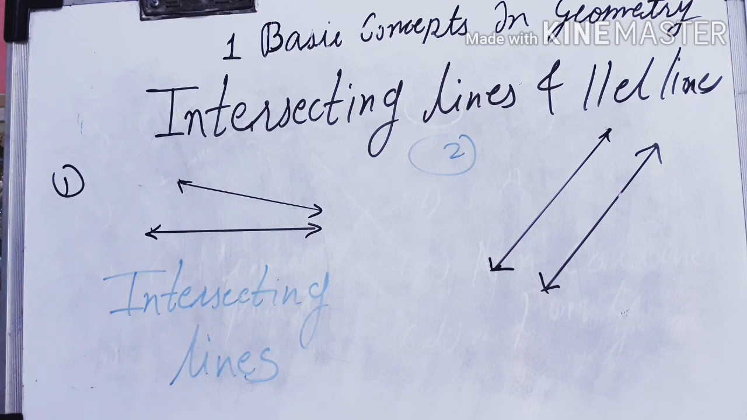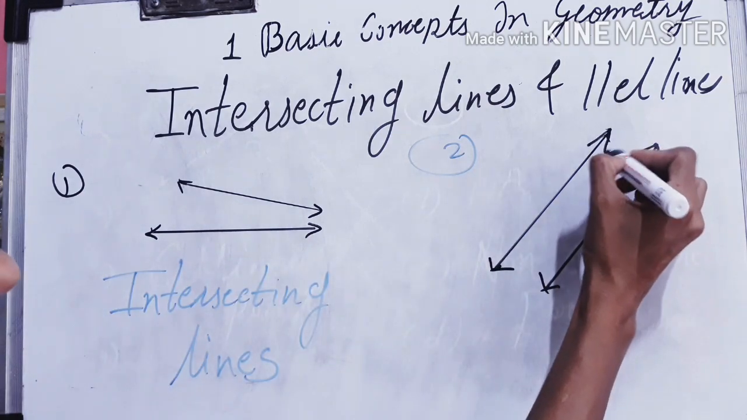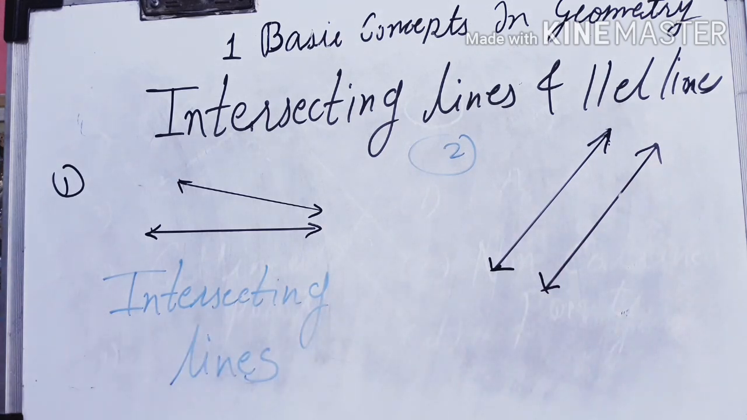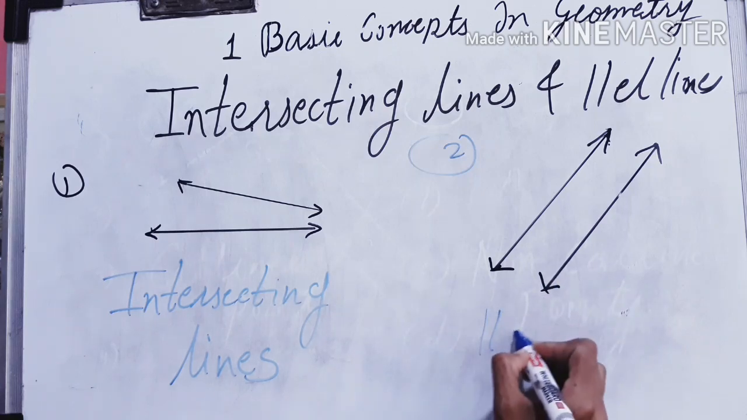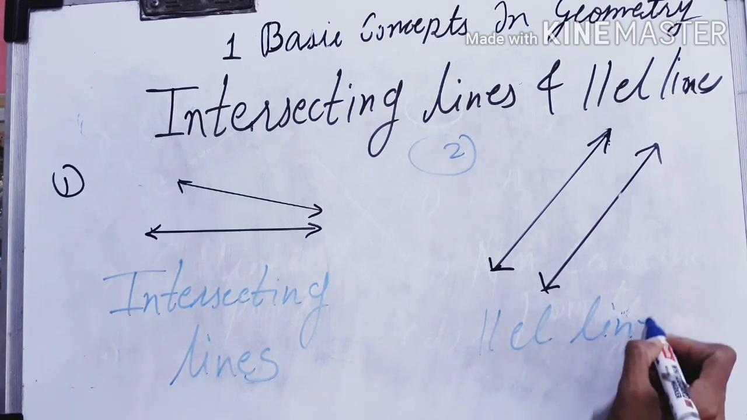In the second figure, observe this figure. Here you can see arrows on both sides, and these two lines, will they meet each other? No, they can't meet each other. That means they are parallel lines.